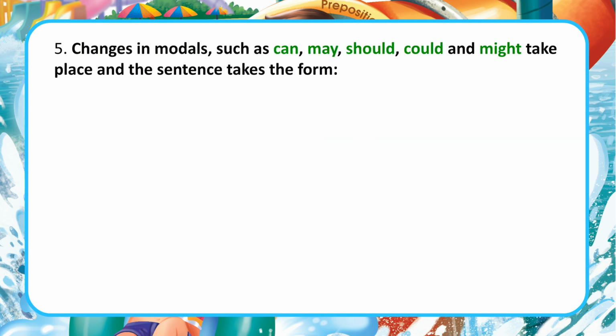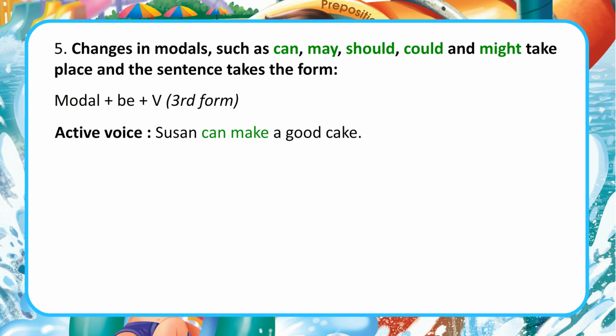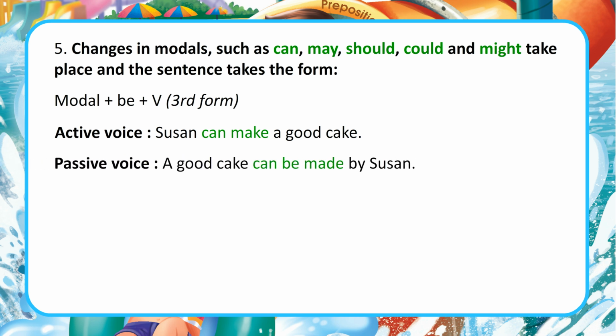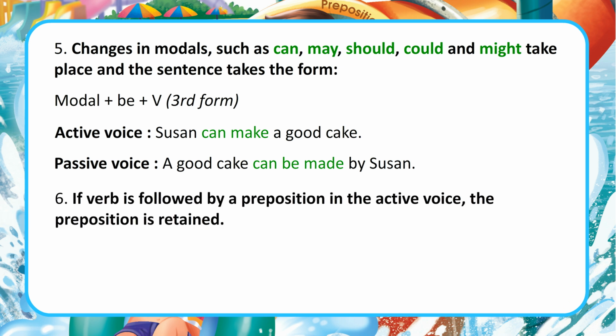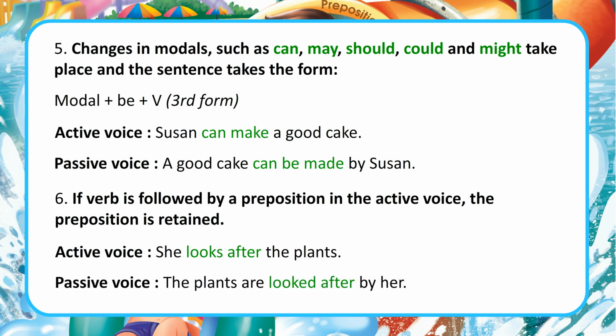5. Changes in modals, such as can, may, should, could and might, take place, and the sentence takes the form modal plus be plus V, third form. Active voice: Susan can make a good cake. Passive voice: A good cake can be made by Susan. 6. If a verb is followed by a preposition in the active voice, the preposition is retained. Active voice: She looks after the plants. Passive voice: The plants are looked after by her.